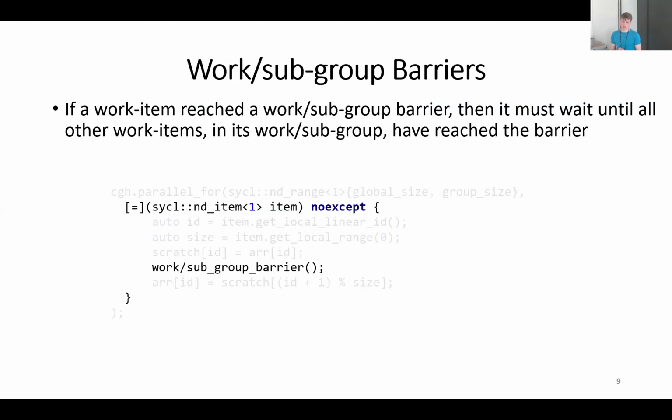Okay, to solve problems that are not embarrassingly parallel, you need to use some means of synchronization. And SYCL provides us with workgroup and subgroup barriers. The semantics of them are as follows: if a work item reaches a workgroup or subgroup barrier, then it must wait until all other work items in its workgroup or subgroup have reached the barrier.